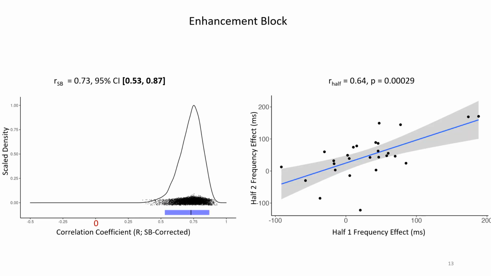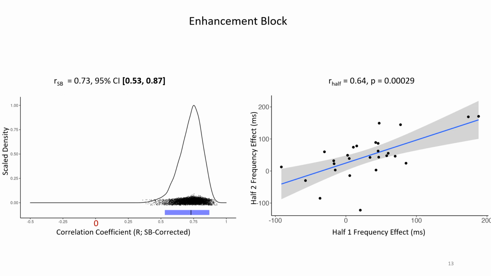So here is our result. I've skipped some previous versions of the experiment and only present you with the final version. So in this final version, in our enhancement task, let's turn our attention to the distribution of the 5,000 estimates displayed to your left. On this graph, the x-axis represents the SB corrected correlation coefficient, while the y-axis shows the scaled density of these estimates. Notice the blue bar on the graph which delineates the 95% confidence interval.